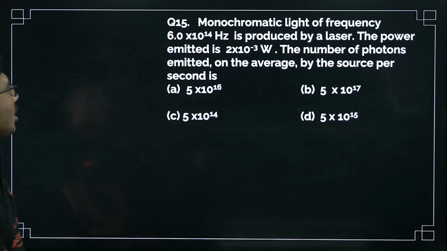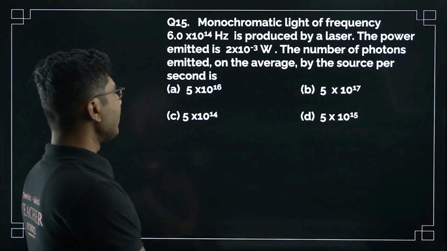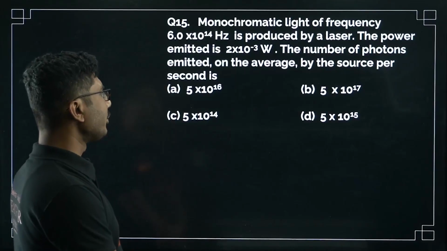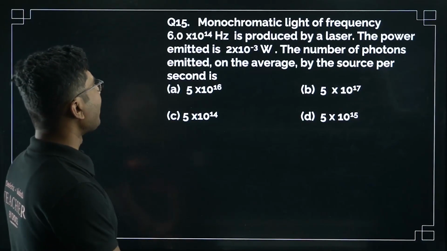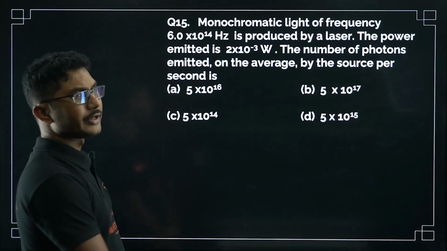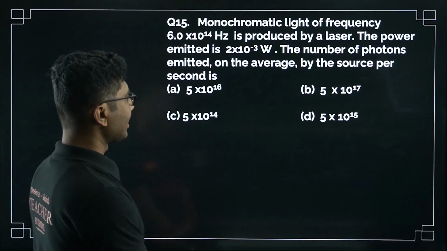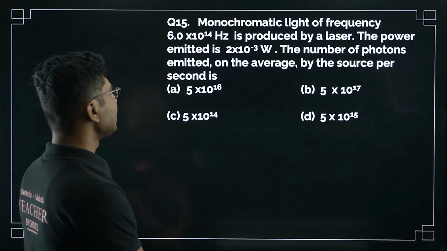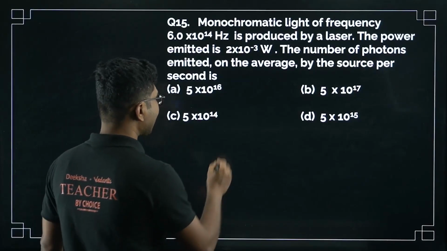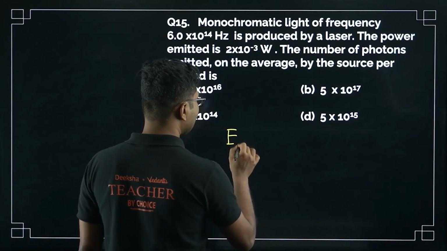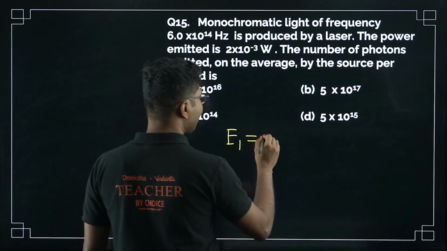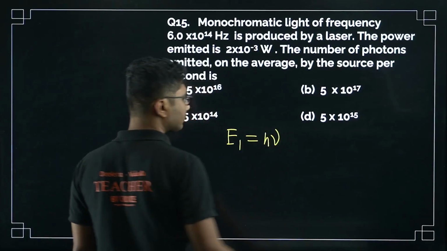Next question. Monochromatic light of frequency 6 × 10^14 Hz is produced by a laser. The power emitted is 2 × 10^-3 watt. The number of photons emitted on the average by the source per second is? So what is the energy of one single photon? First we have to find the energy of a single photon, that is hν.